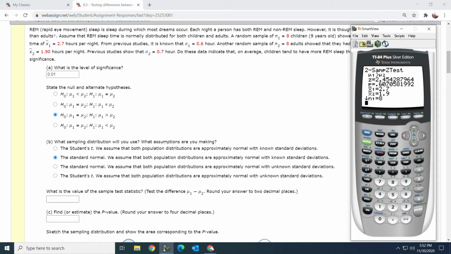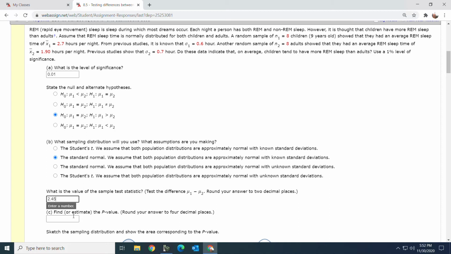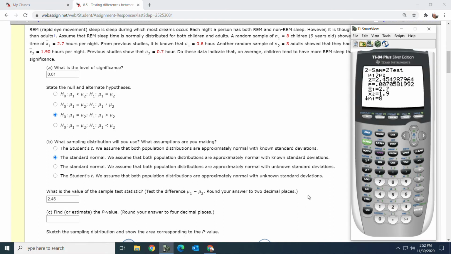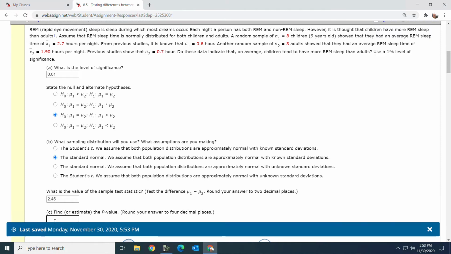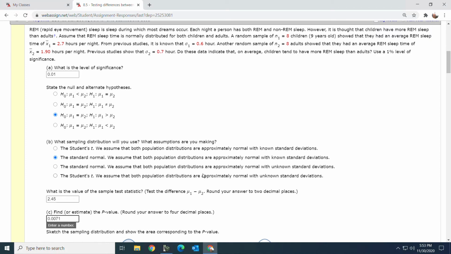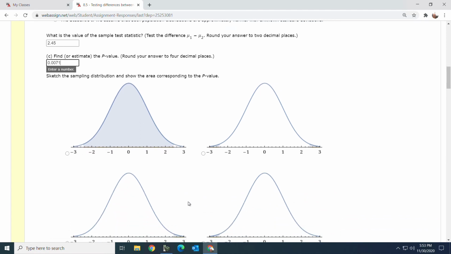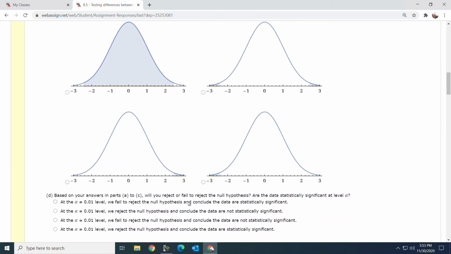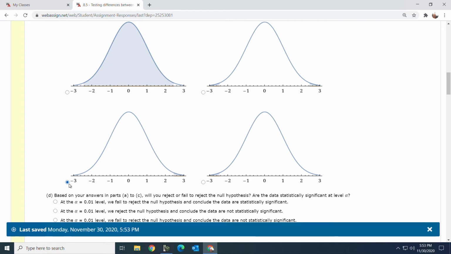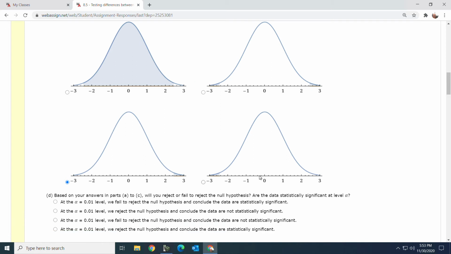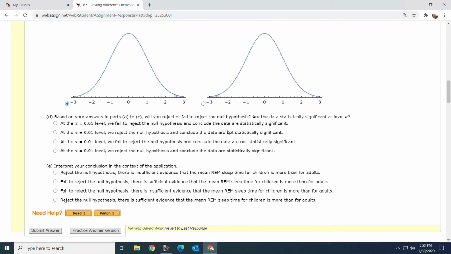Our z-value, rounded to 2 decimal places, is 2.45. Our p-value, rounded to 4 decimal places, is 0.0071. Greater than means only shade on the right side. This is the only graph that has shading on the right. The rest of them either have too much shading or it's both-sided. That one's left. We don't need that.